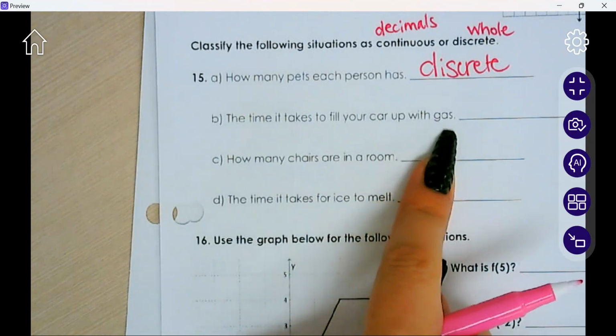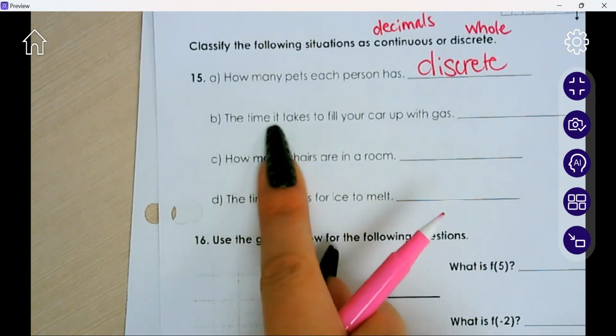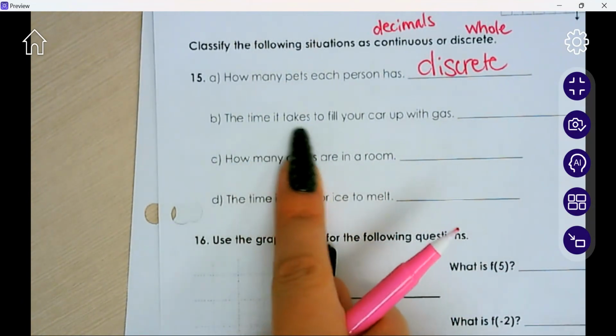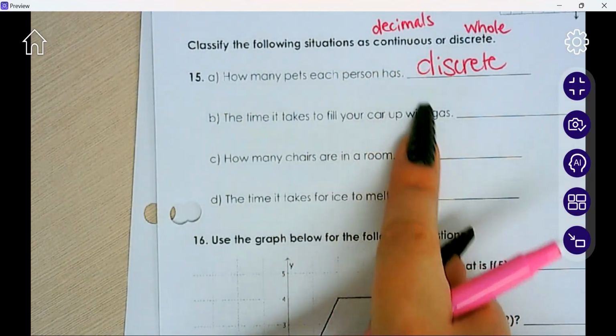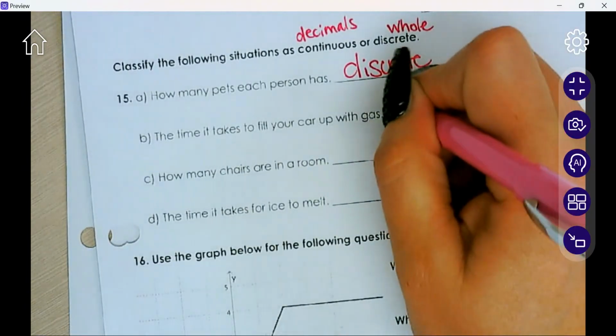Time it takes to fill up your car with gas. I could have partial hours, minutes, seconds, and I can also have partial gallons of gas. So because there's decimals involved, this is continuous.